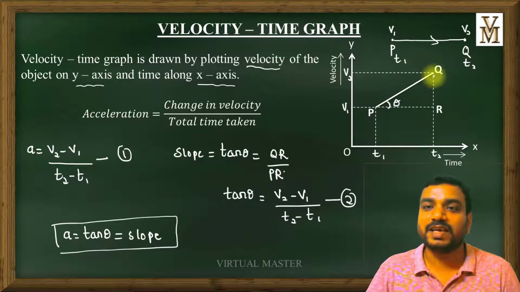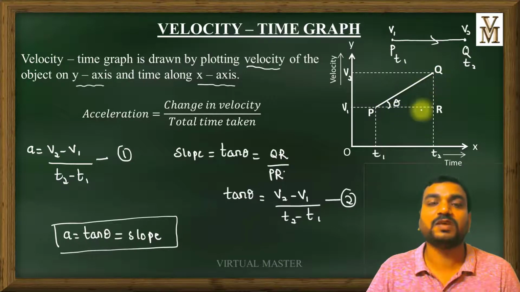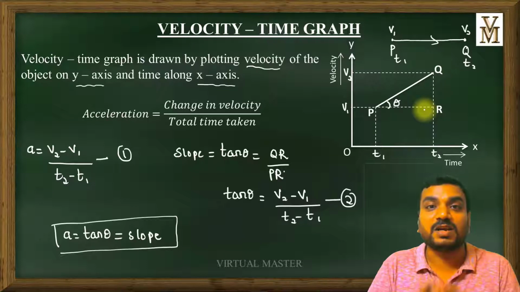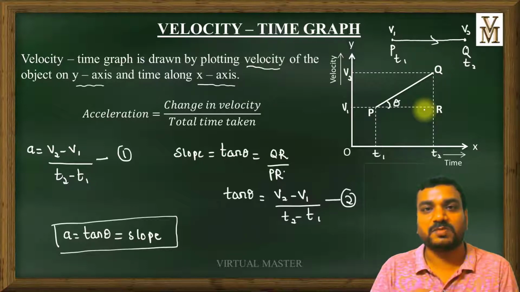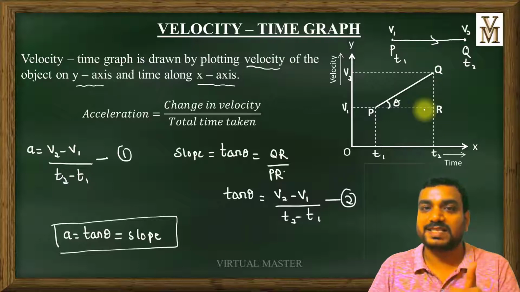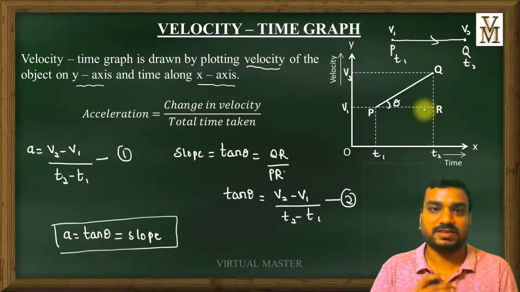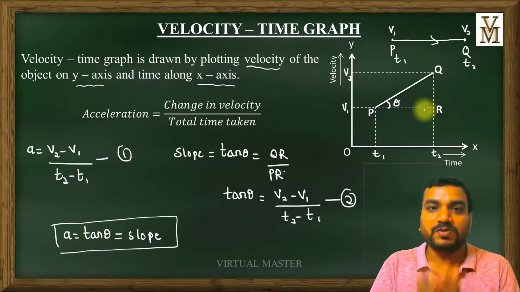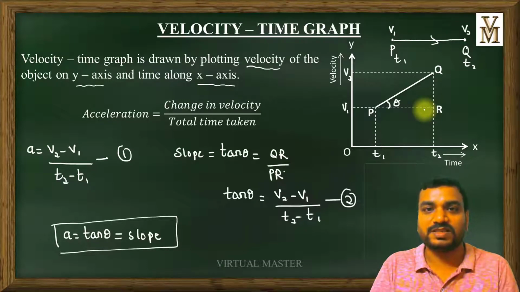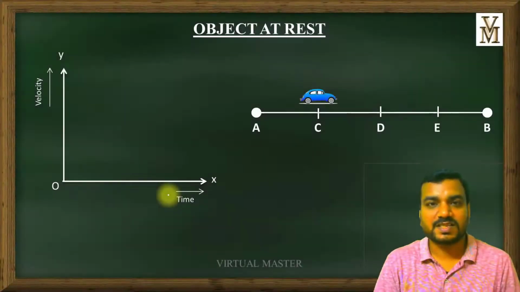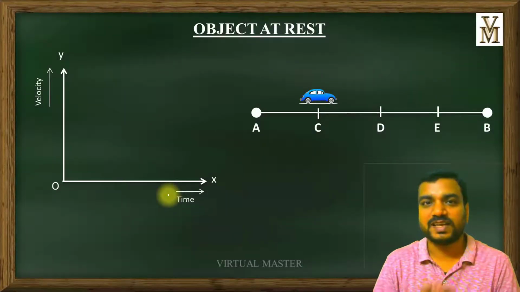Similarly, the area under the curve PQ gives the distance covered by the object. So with the help of the velocity time graph we can find one, acceleration of the object, and two, distance covered by the object. I hope everyone has understood how to draw the velocity time graph of the object. Now let us discuss velocity time graph of the object at rest.